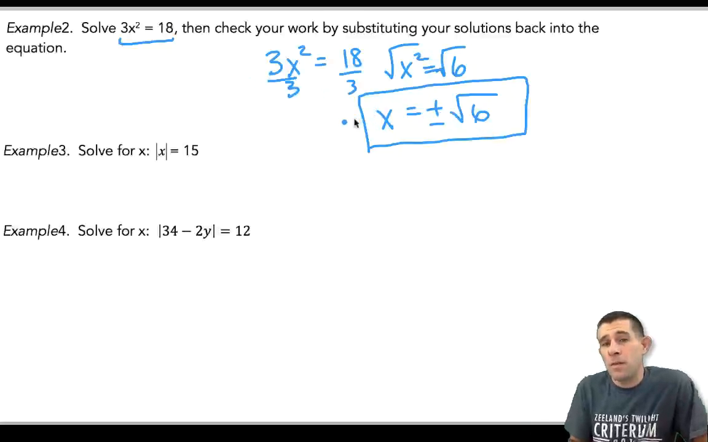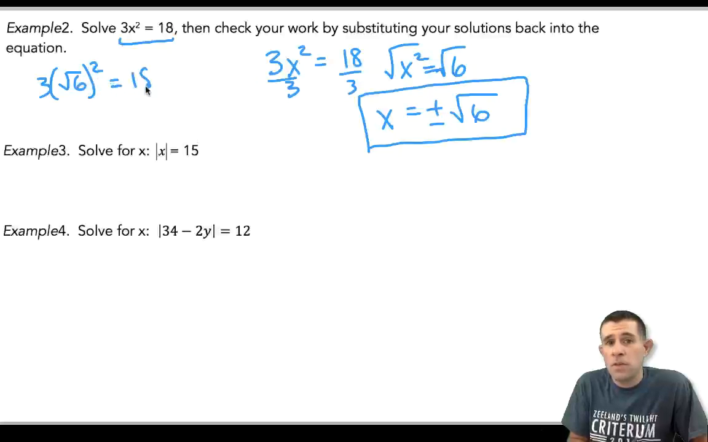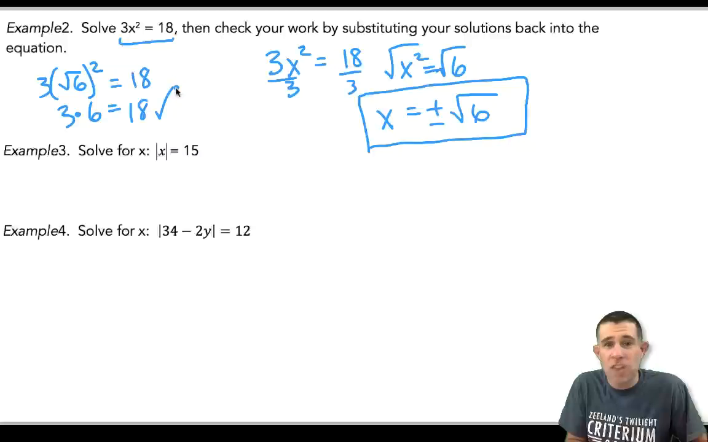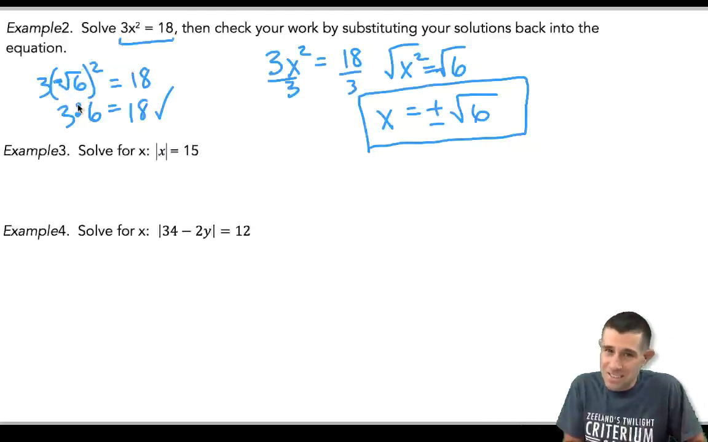Now, substituting that number back in, I would say 3 times the square root of 6 squared should be equal to 18. When I square the square root of 6, I get 6. So 3 times 6 is 18. Check. Now, if I put the negative value of the square root of 6 in there, negative square root of 6 times the negative square root of 6, again, I get 6 back, and 3 times 6 is 18. So both of my solutions work.